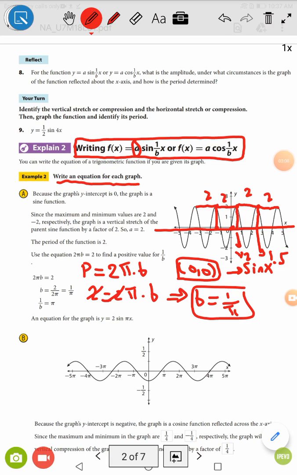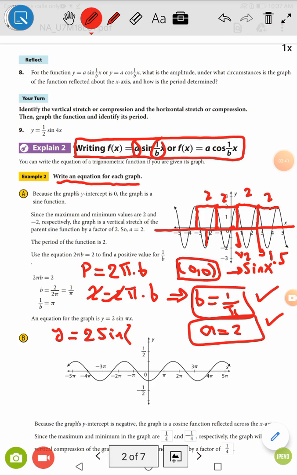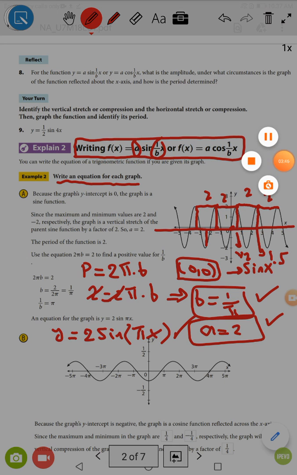Now look at the distance. It's clear that it's up 2 units and down 2 units. So A is 2, finished. So easy, guys. So you can discover now the equation, and the equation is written. Of course, now you need to flip it. So I have the B, I have the A, just substitute them in the formula. So y equals 2 sine; in the formula it was 1 over B, flip it, it's going to be pi multiplied by x, and finished. Okay.